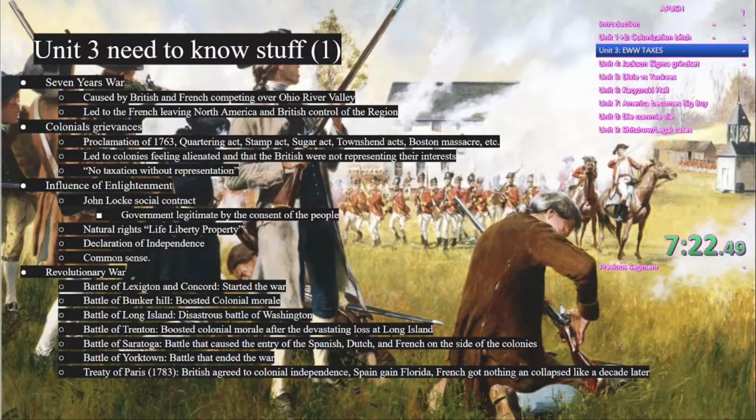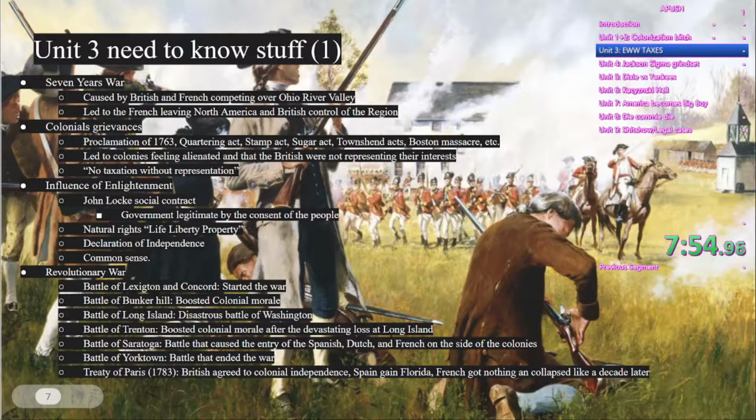Pretty much, the colonists felt like the British had no right to tax them since they were not represented. Also, the Boston Massacre was used as anti-British propaganda. The influence of the Enlightenment: know John Locke's social contract, the idea of natural rights, and how these Enlightenment ideals were reflected in the Declaration of Independence and Thomas Paine's Common Sense.